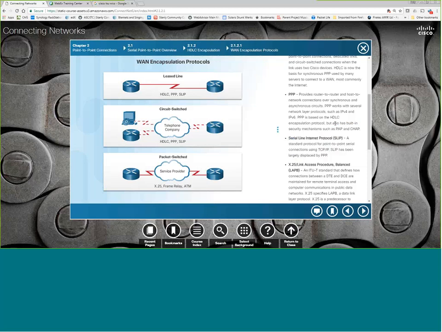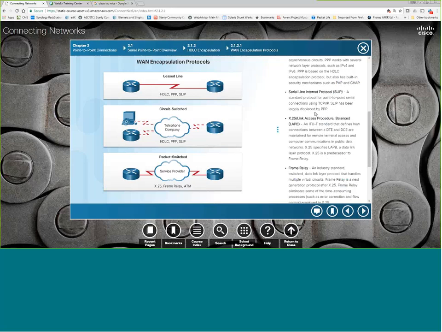We also have a concept we'll go over a little bit called PPPoE, or Point-to-Point Protocol over Ethernet, which is being used on some DSL and cable modem links to provide authentication of the user account on the modem on the opposite end.